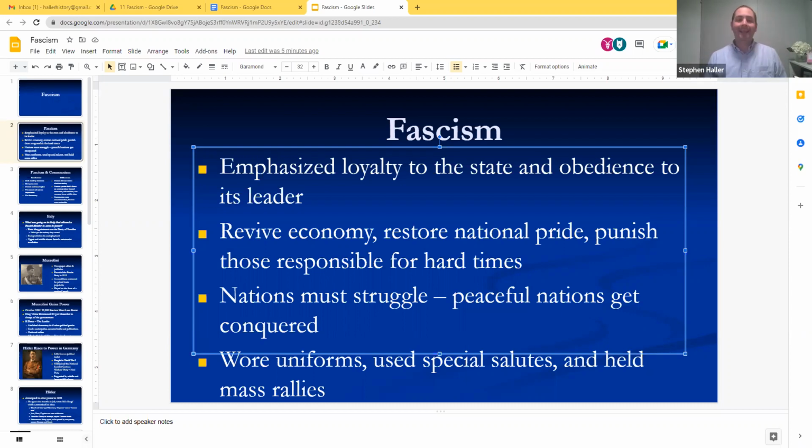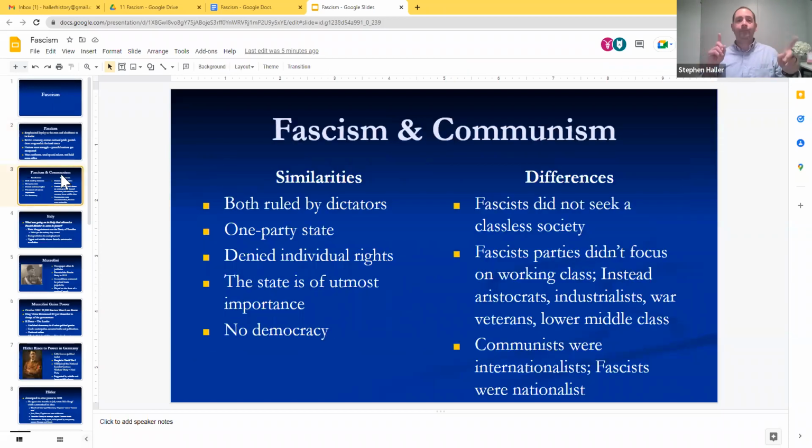Now, you might think to yourself, we just talked about communism and how they had state ownership. And you might think about this devotion to us as a group of people. But it's important for us to be aware that fascism and communism are not the same thing. And in fact, fascists hate communists and communists hate fascists. Although they are very similar, they hate one another. And here's why.